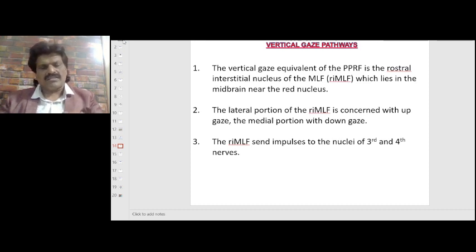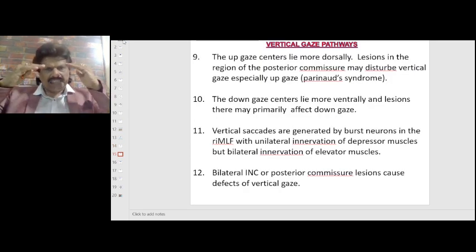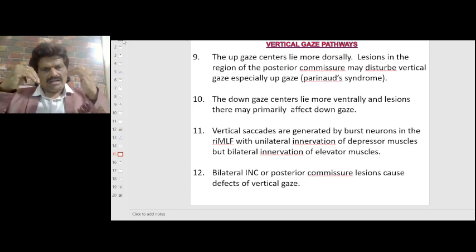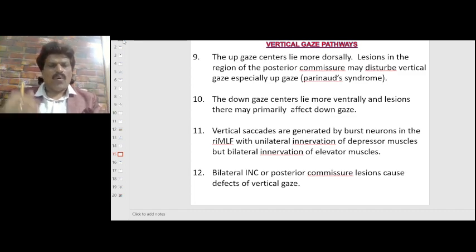The rostral interstitial nucleus of MLF sends impulses to the nuclei of the third and fourth nerves. The up gaze centers lie more dorsally. Lesions in the region of the posterior commissure may disturb vertical gaze, especially up gaze, Parinaud syndrome. The down gaze center lies more ventrally and lesions there may primarily affect down gaze. Vertical saccades are generated by burst neurons in the rostral interstitial nucleus of MLF with unilateral innervation of the depressor muscles and bilateral innervation of the elevator muscles. Bilateral INC or posterior commissure lesion causes defects of vertical gaze.